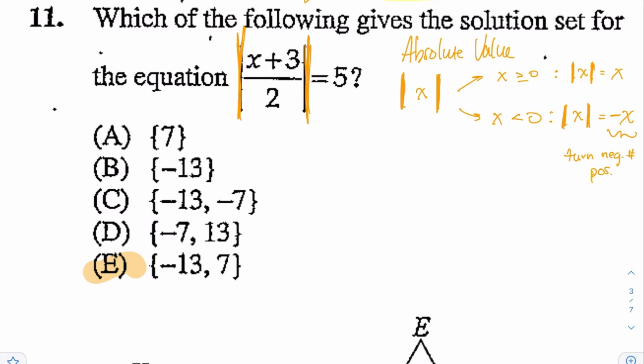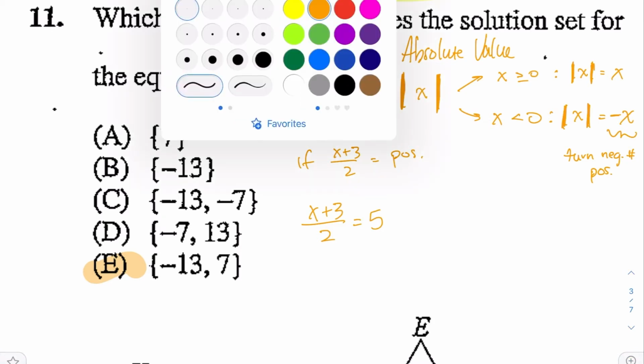And you could turn a negative number positive by multiplying by -1. So here, there are two potential solutions, whether the stuff inside is negative or positive. If x plus 3/2 is positive, the first case, then the absolute value just goes away. So you can just pretend it doesn't exist, set that equal to 5, and just solve.